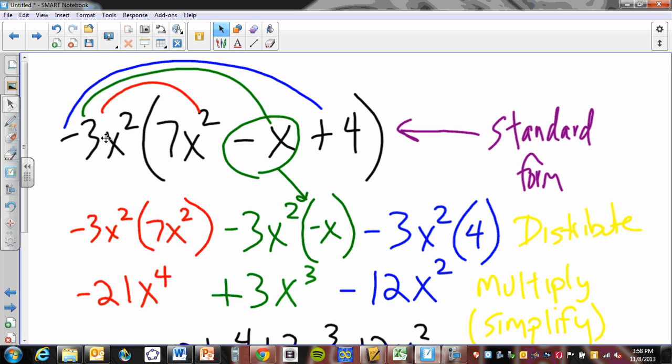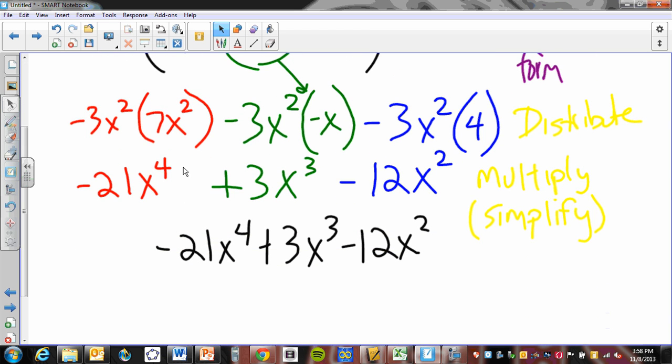Color-coded, I have this for you. We're distributing negative 3x squared as a whole to all three of these pieces inside, this trinomial right here. So, we have negative 3x squared, follow the red, times 7x squared. Follow the green, negative 3x squared times negative x. Just take that subtraction sign with that, make it negative x. And then follow the blue, negative 3x squared times 4, or positive 4. So we have rewritten out everything multiplied here. We have distributed.